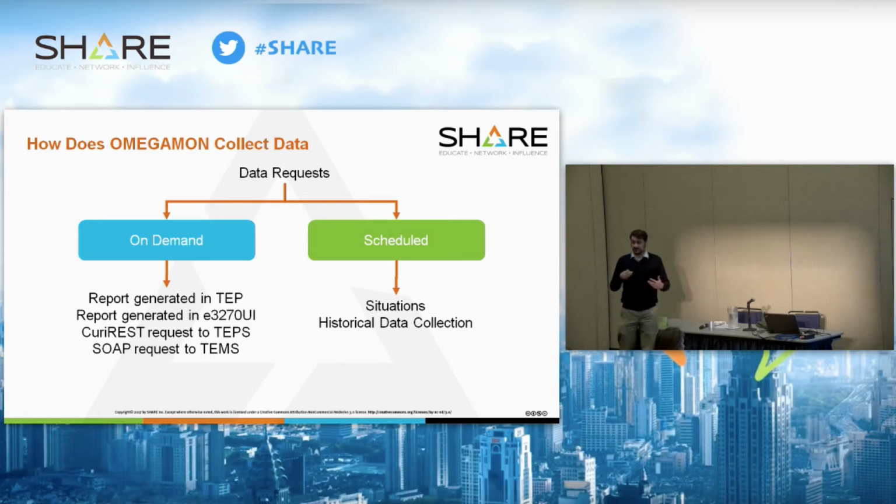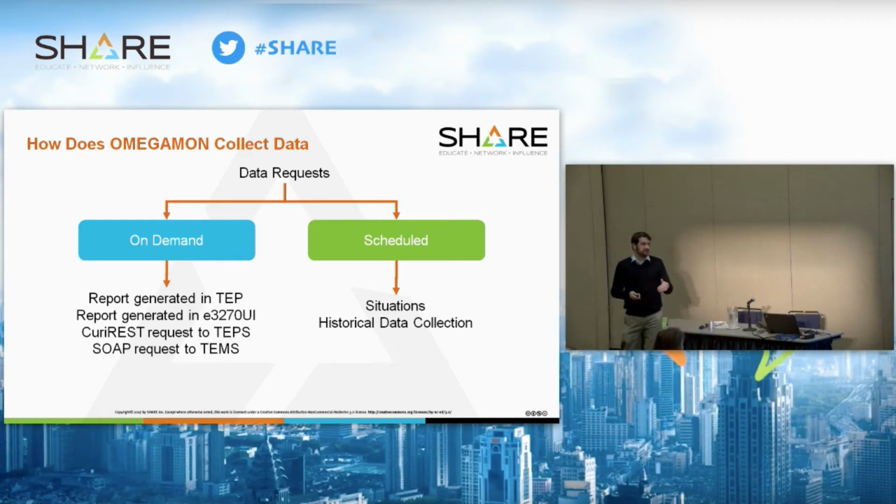So reports that you want to see on the TEP or on the E3270 or other UIs are all driven that way. There may be third-party tools that are using our RESTful interface or our SOAP interface that are also making on-demand requests for data. The second way that data is collected is scheduled. So I've already mentioned the historical data collection. So you set up profiles that say, I want to collect information about these details every 5 minutes or every 15 minutes. And by setting that up, then on those time slots, the hub TEMS will then make the requests out to the various agents to collect that data.